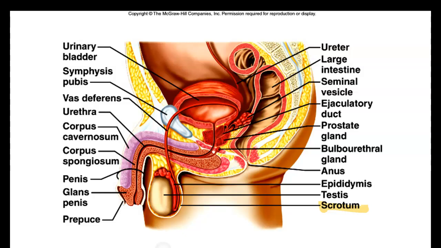Testes, or testis, is going to be one. Testes is going to be plural. So depending on if you're talking about one or if you're talking about more than one, that's going to be the difference. Testis is T-E-S-T-I-S, and then testes is E-S instead.